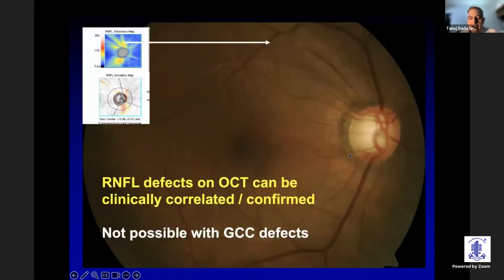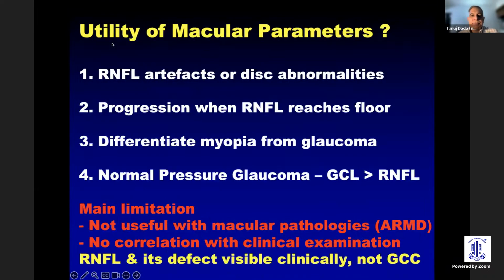An important concept to understand is that when you look at the OCT, first you must learn to identify the retinal nerve fiber layer defects. And why this is more important, because clinically you can correlate the retinal nerve fiber layer defect with the defect on the OCT. But clinically, you can't compare or correlate the OCT ganglion cell defects with the fundus photograph. That is why we rely more on the retinal nerve fiber layer parameters, because visibly you can correlate this with the defect occurring on the OCT.